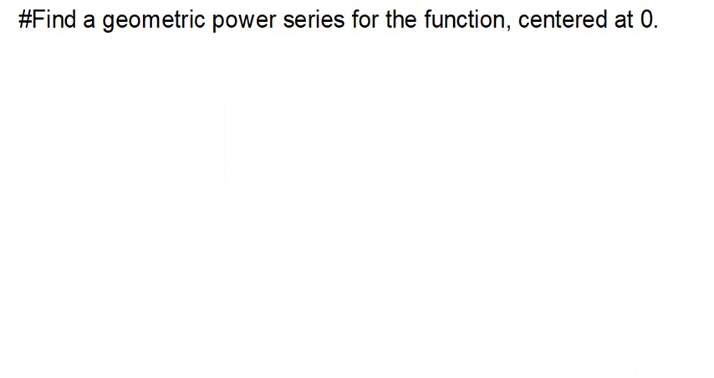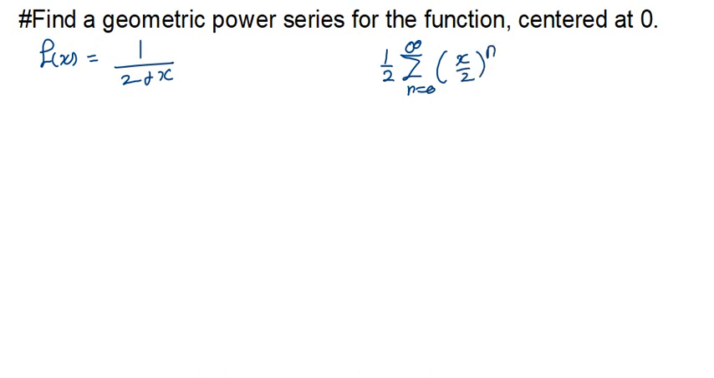So let's look at another example. Let's say you're given your function f of x equals 1 over 2 plus x. I believe for this one we already have a picture of how it's going to look. This would be from n equals 0 to infinity. Since I have a 2, I'll have 1 over 2, then x over 2 to the power n. But because I have a plus there, meaning this is going to be a minus.